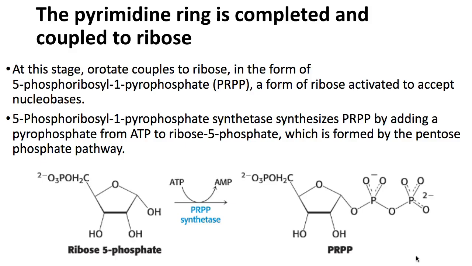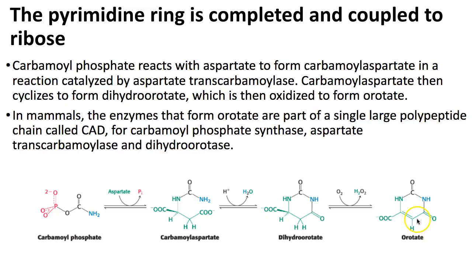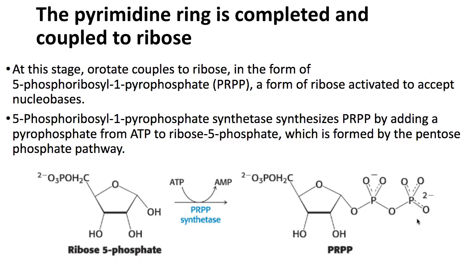And so once you have this pyrimidine ring, it needs to be attached to the sugar, but remember it is the activated sugar. So how do we get the sugar to be activated to form the PRPP? Note that PRPP stands for phosphoribosyl 1-pyrophosphate, which is listed right here. And the synthetase is the enzyme that is used to make that PRPP.